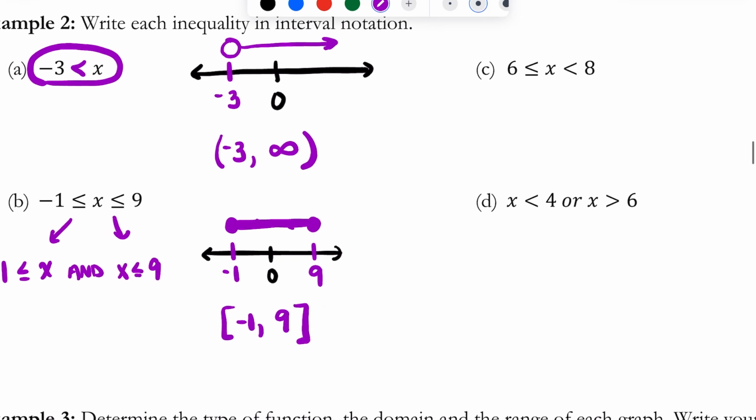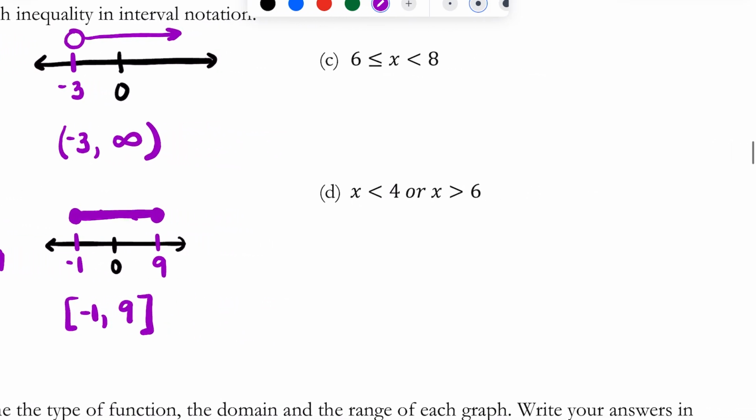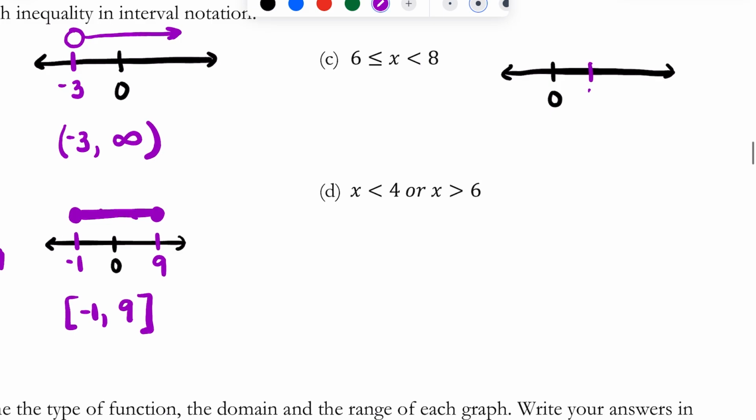Let's go ahead and go to C and D. So I'm going to go ahead and draw my number line. I'm going to put 0. And notice here for both my values, they're both positive, so I need to put them both on the correct side of 0. Now, this one, if I were to branch this, this gives me two different inequalities. X is greater than or equal to 6. X is strictly less than 8.